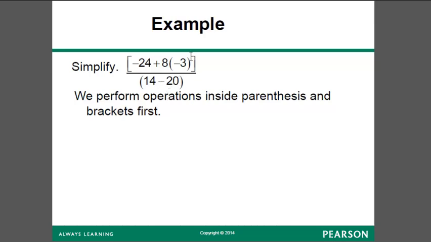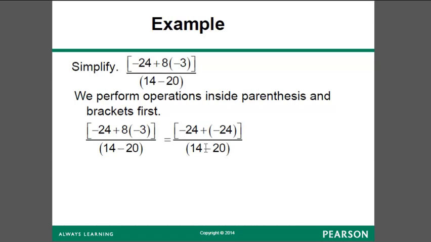So whenever I do that, and I look at this top part, I want to perform everything inside of there first. Well, I don't have any exponents, so I move to multiplication division, and I look at this multiplication. That is a positive 8 times a negative 3, which will give me a negative 24. So now I have a negative 24 plus a negative 24 divided by 14 minus 20. So a negative 24 plus a negative 24, they're both negative, so I'm going to add them and get a negative 48.